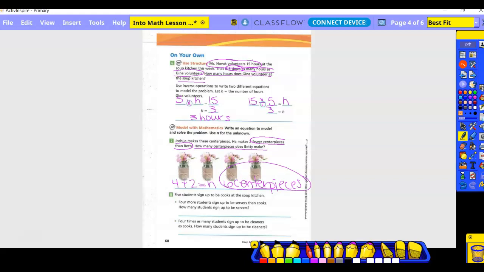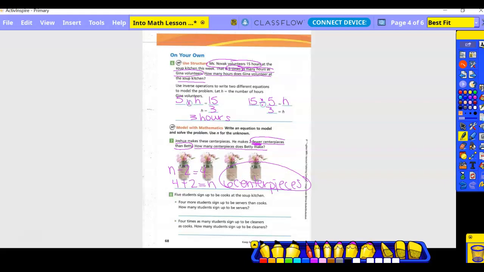Okay, but really what we should have started with, since we had fewer, guys, we would have had N minus 2 equals 4. And then to get that N by itself, we would do the 4 plus 2 equals N, right? Okay. All right, because we have the word fewer. Fewer means subtraction, right? Okay.